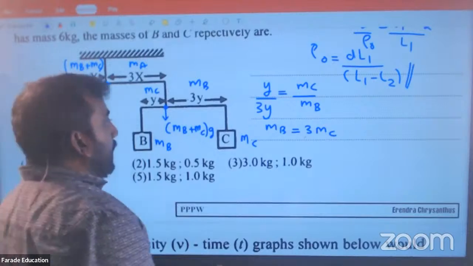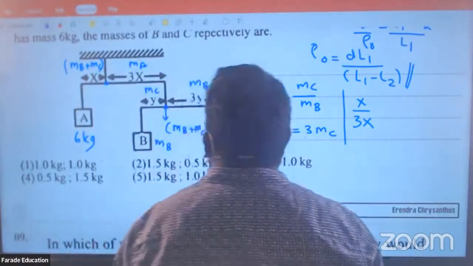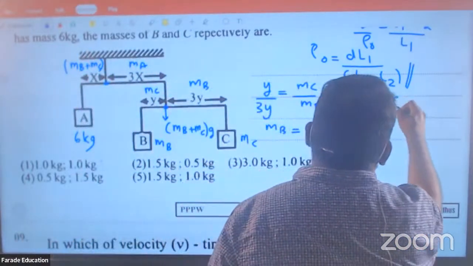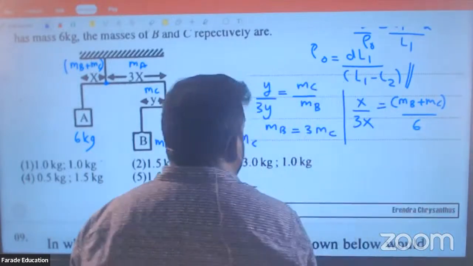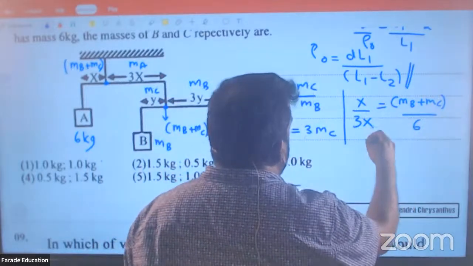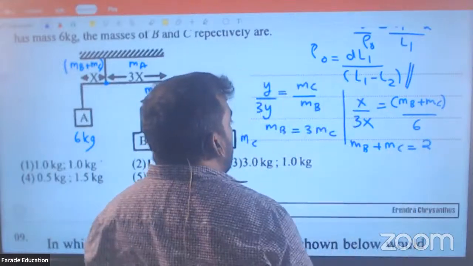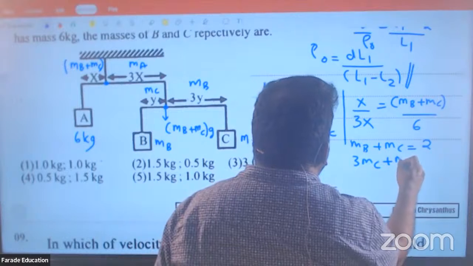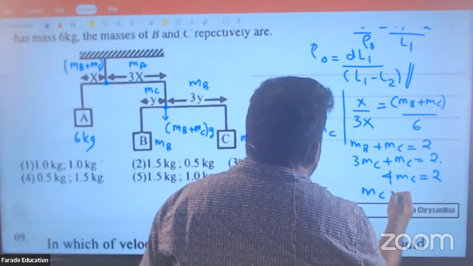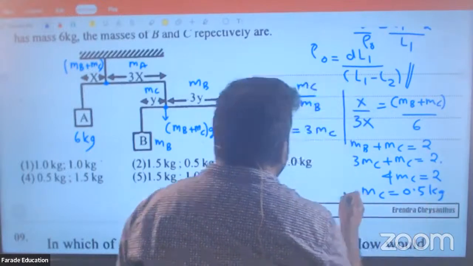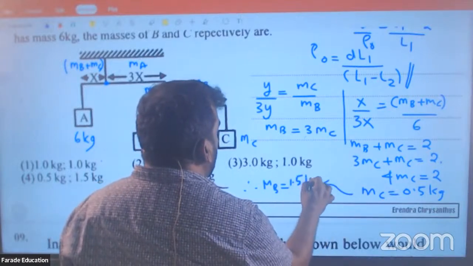Right. Take moment: x over 3x. Here you have MB plus MC, here you have MA. MA is 6 kg. x cancels off, so MB plus MC is equal to 2 kg. MB is equal to 3MC plus MC, so 4MC equals 2 kg. MC is equal to 0.5 kg. Therefore, MB is equal to 3 times that, so 1.5 kg.